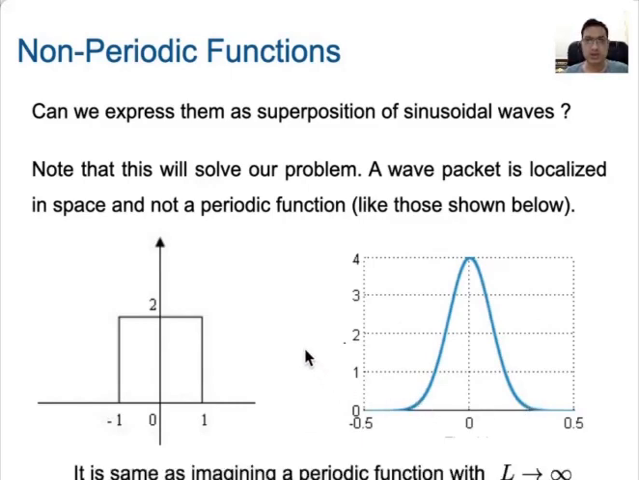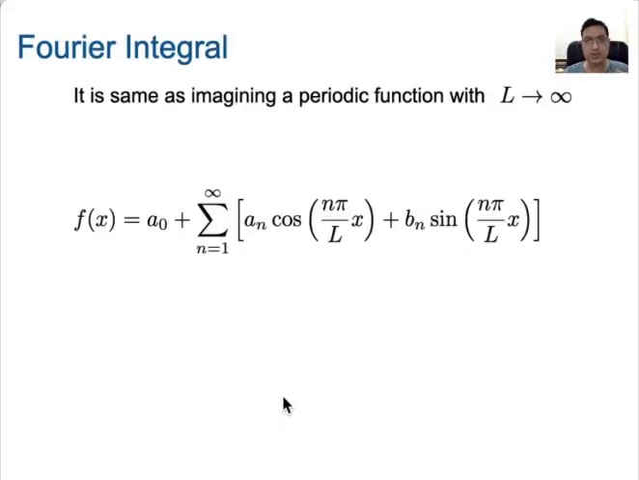Okay, so how you could think of a non-periodic function as equivalent to a periodic function. It is the same as imagining a periodic function with length L equal to infinity. So you could think that if your function is repeating after a certain interval, instead you say, okay, I have only one function, the same periodic function, but its length is infinite. Okay, so L tends to infinity. This is the way you can think of a non-periodic function in terms of the periodic function.